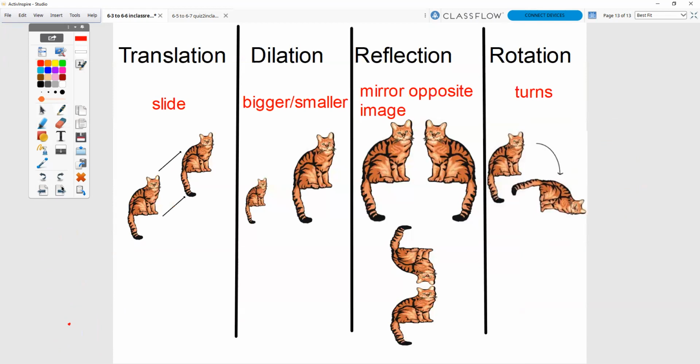This is a slide that helps a lot of kids out. Remember, a translation is a slide. You're sliding the picture left or right, up or down. A dilation makes it bigger or smaller. A reflection is that flipped opposite mirror image. We could flip side to side, but we could also flip up and down. And then a rotation turns the picture.